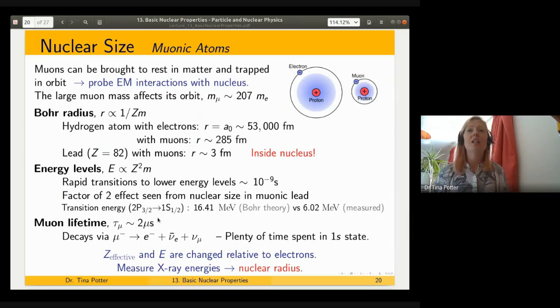And you can see changes, for example, when we look at muonic lead, when it's interacting with the nucleus, where it's basically spending some time inside the nucleus. Bohr theory tells us that energy from the 2p transitions to the 1s transitions should be about 16 MeV. But because it's interacting with the nucleus, because it's inside the nucleus, this is about 6 MeV. So all of these changes can tell us about the nuclear radius.